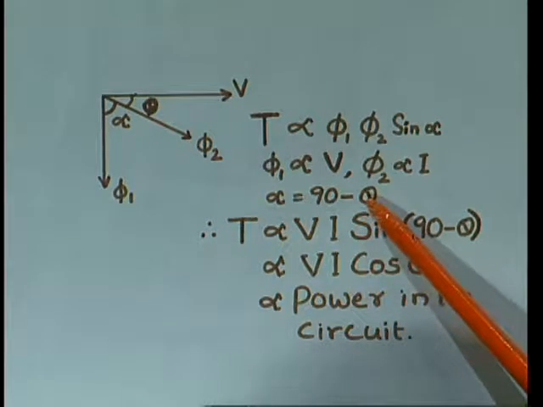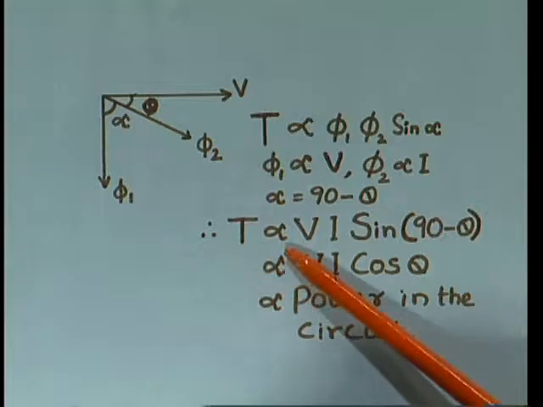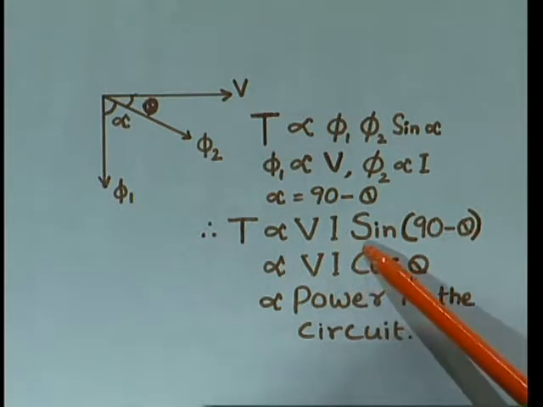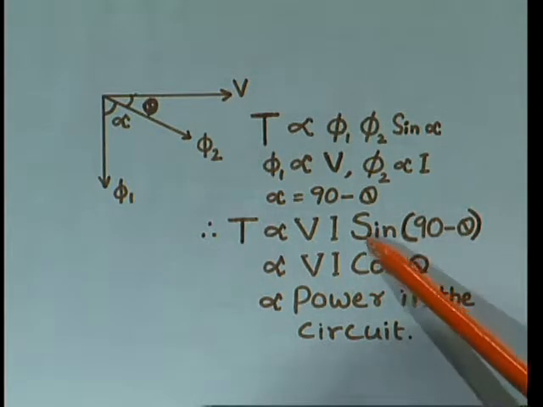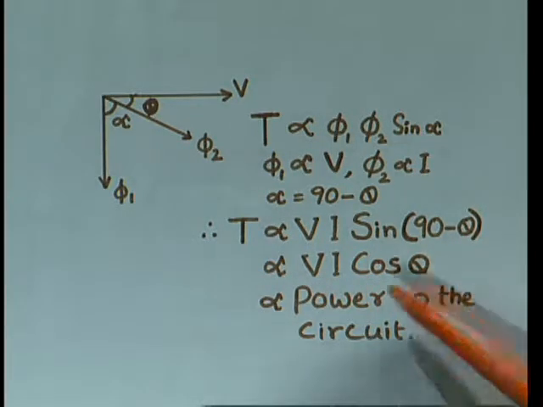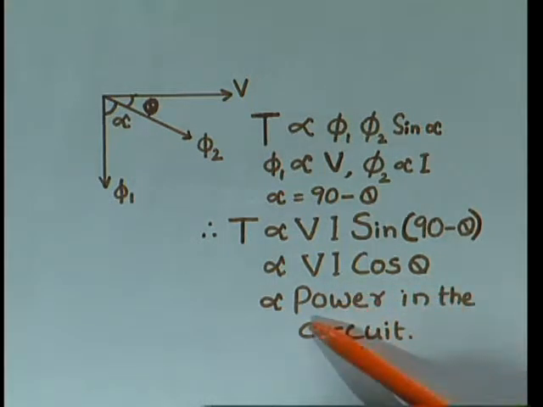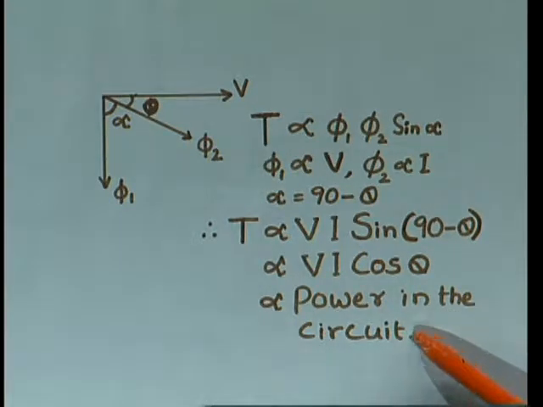So alpha equals 90 minus theta, and replacing phi 1, phi 2 and alpha, T is proportional to VI sin(90 minus theta), and sin(90 minus theta) equals cos theta. So T is proportional to VI cos theta. VI cos theta, voltage, current and the angle between them, is nothing but the power in the circuit. That means the operating torque is proportional to the power in the circuit.